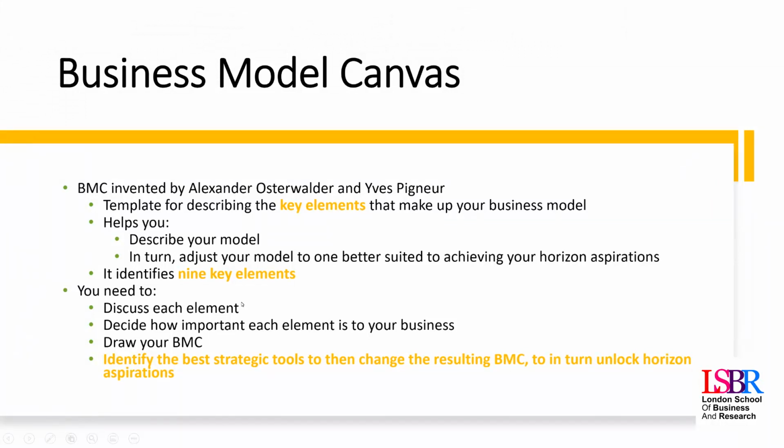What you need to be able to do is discuss each element and decide how that element is important to your business. So if you're a strategic practitioner or a strategy manager, why are these elements important? You need to be able to draw together your business model canvas. It's not just about talking about it, but bringing it to life, and I'll show you the template for how you would do that. And finally, you would identify the best strategic tool that can be used to change your business model, and in turn unlock your horizon aspirations.